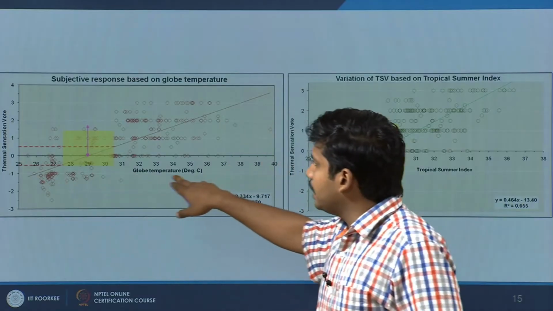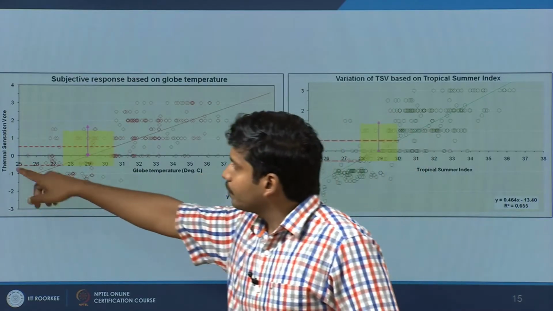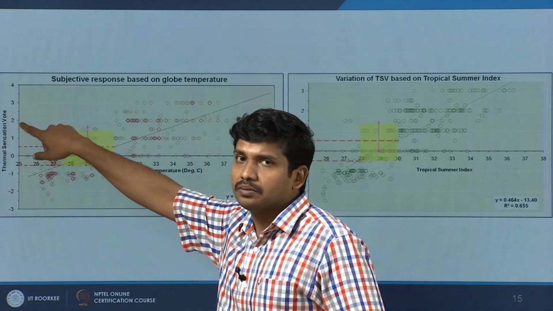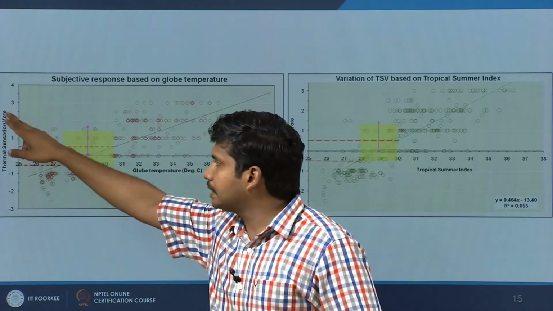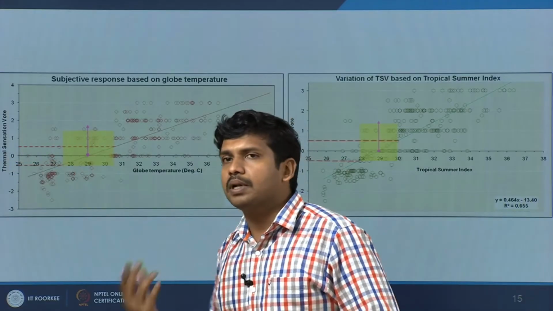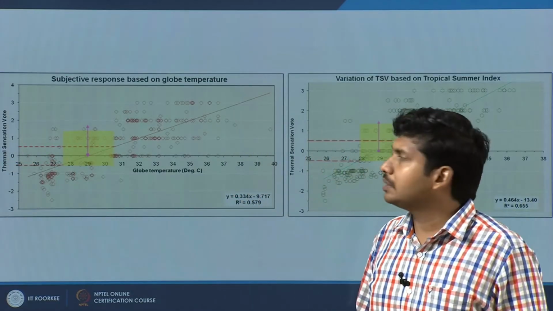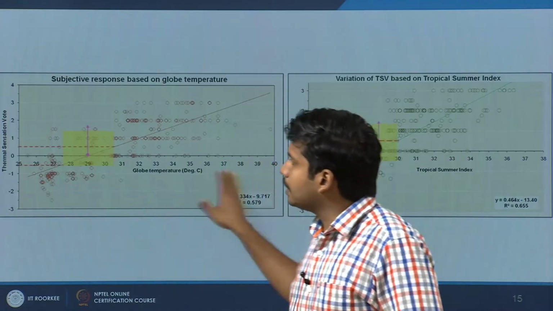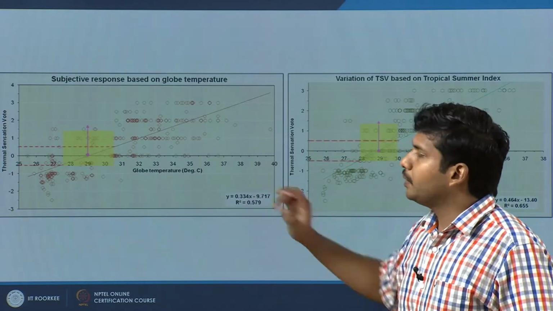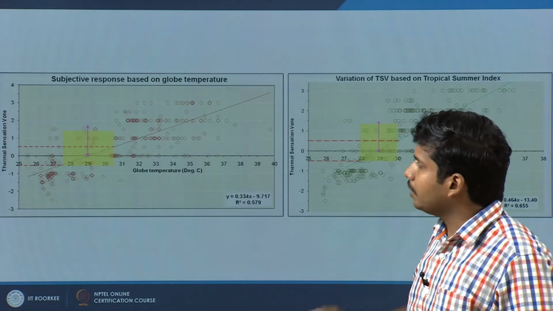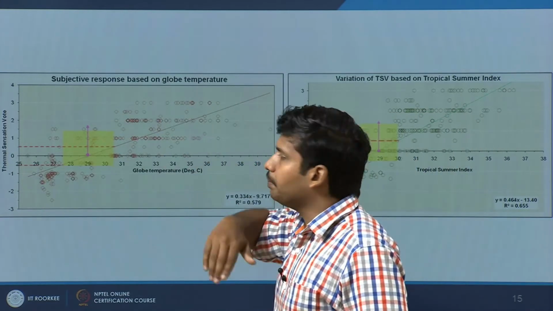Measurements were taken. What you see here is the indoor globe temperature, and what you see here is the thermal sensation vote. This is the first of the 3 scales that I was talking about. This is the ASHRAE scale, thermal sensation. People were answering on how they actually sense the thermal environment. The temperatures recorded were from 25 degrees all the way up to 40 degrees of indoor globe temperature. The measurements were taken, and this is the response given by people.